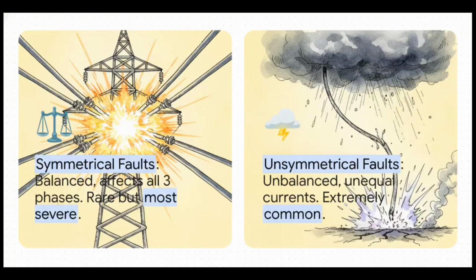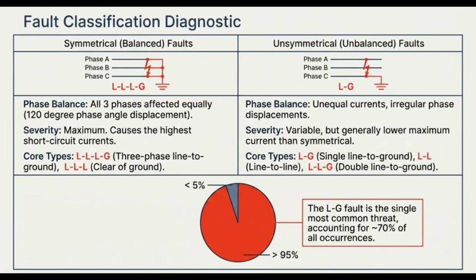Now, we group these electrical crimes into two main buckets based on how they affect the three phases of our power system, phases A, B, and C. On one side, we have symmetrical or balanced faults. This is the big one. All three phases are affected equally, meaning the fault currents are equal in magnitude and separated by a perfect 120-degree angle. This happens when all three lines short together. On the flip side, we have unsymmetrical or unbalanced faults. These introduce total chaos, unequal currents, irregular phase displacements. So we're essentially comparing the catastrophic but super rare symmetrical faults against the everyday chaotic, unbalanced ones.